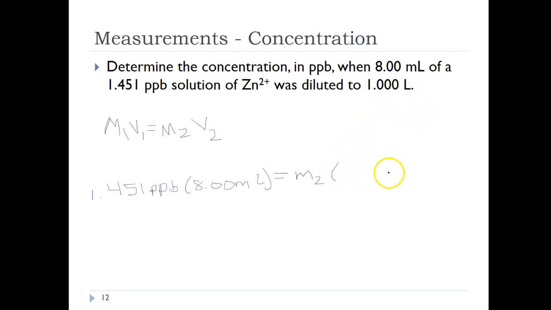So if I put 1 liter in here, the problem we run into, I said the units have to be the same on both sides. So I have milliliters on one side, I can't have liters on the other. So 1 liter is the same thing as 1,000 milliliters. So I'm plugging that in so that way my units are the same on both sides. So I just have to do division, my milliliters will cancel, and I will end up with 0.0116 as my M2, and the units for that will be parts per billion.